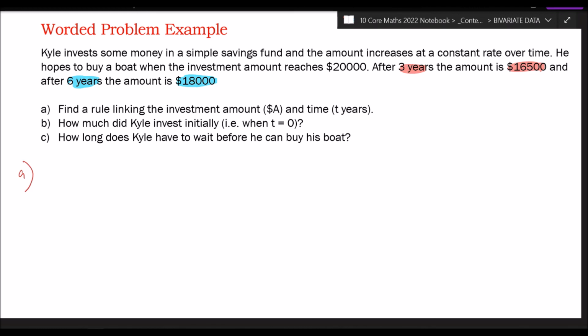It's the same as finding the rule for y equals mx plus c. The only thing they're changing here is the letters. Instead of y, we're going to use A, which is money, and instead of x, we're going to use time. Which is confusing, I know, but bear with me.